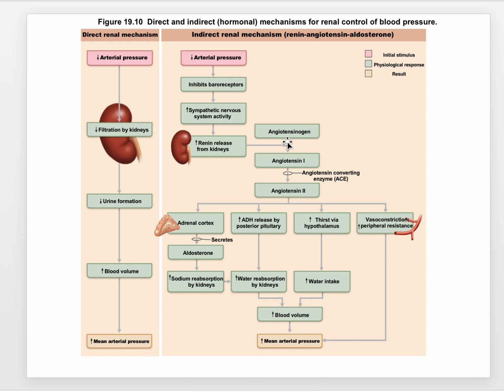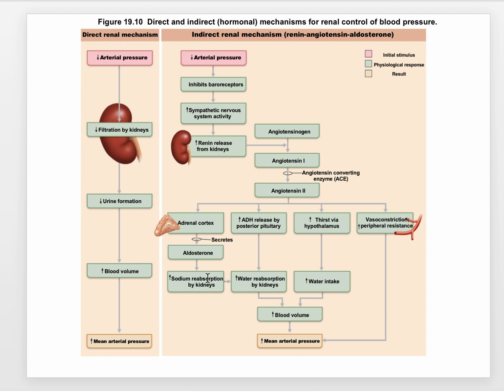It changes angiotensinogen to angiotensin 1. That's converted to angiotensin 2. Angiotensin 2 has 4 different effects. It causes the adrenal cortex to secrete aldosterone, which increases sodium reabsorption by the kidneys.